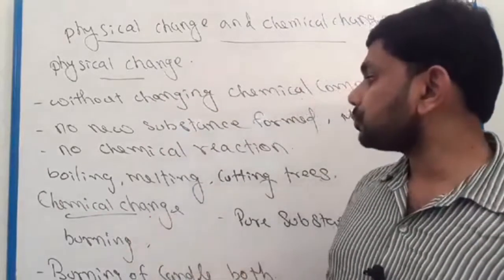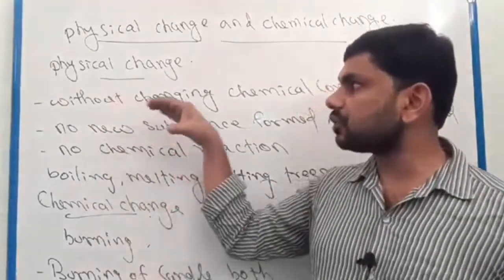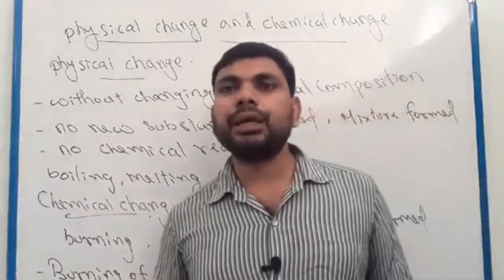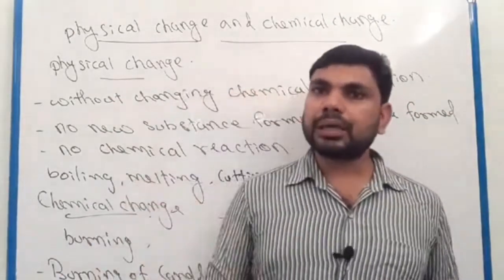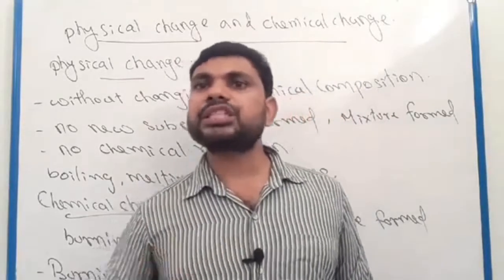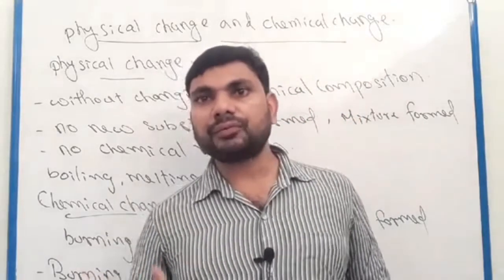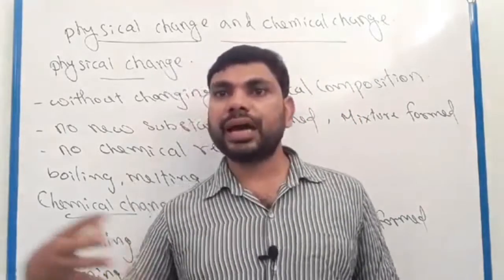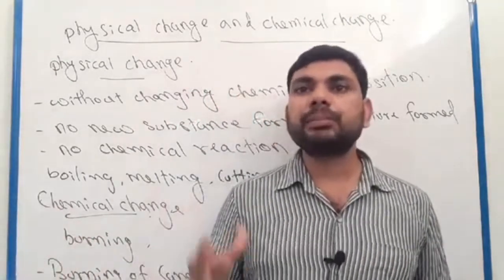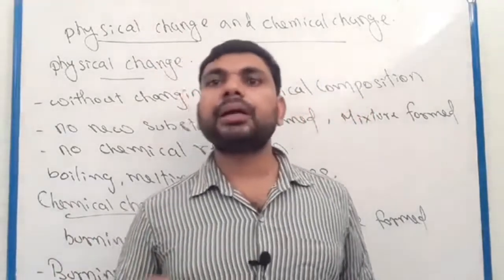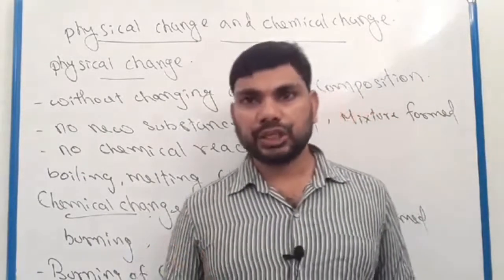After that, we have to discuss here chemical change. Chemical change means the opposite of physical change. Chemical change means new substance is formed. Also after a chemical reaction, chemical composition will be changed. For example, burning of wood. Wood after burning will change to ash and some other new substances are formed. So it is chemical change. Burning of wood, burning of paper, burning of fuels, all these are examples of chemical change.